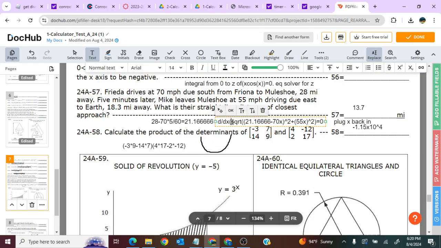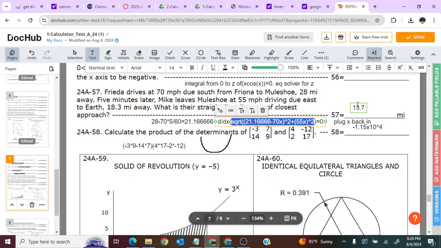To do that, you'll want to put this entire equation into y1 so you can plug the x back in. But basically, you need the derivative of the Pythagorean theorem of the height, which is going to be the total distance to Muleshul, minus 70 times your time squared, plus the distance traveled to the east, so 55 times your time squared. And if you do that, figure out when it's equal to 0, and then plug your found time back into this equation right here, you'll get a value of 13.7 miles.